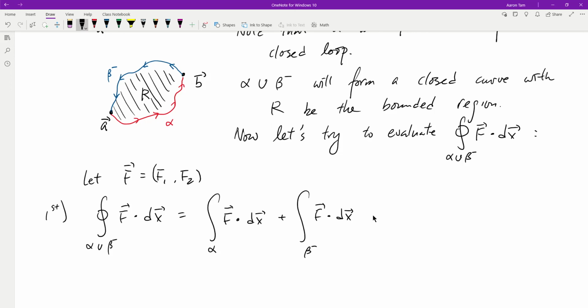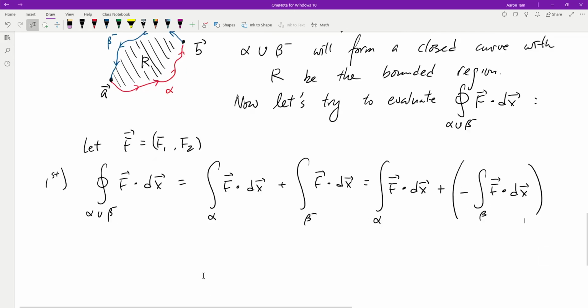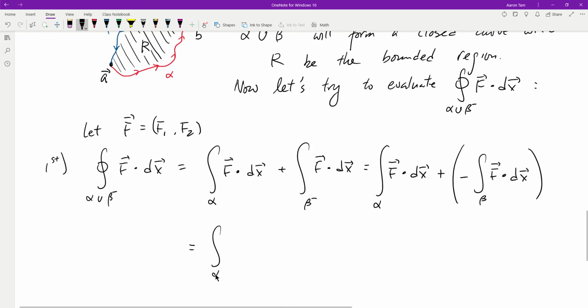And here becomes something very interesting. Based on theorem 9.1.1, if I find the line integral over the reverse of a curve, I can think of it as just the negation of the line integral of the curve itself. So I can say that's the same thing as my alpha line integral plus the negative of the line integral over beta of F dot d vector x. By reversing the direction of the curve, I have to introduce a negative into my line integral. So it seems to me that this line integral would equal this.